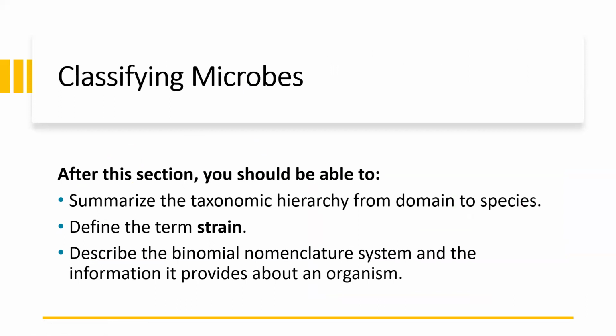And so that is the end of this section. We'll talk about some of this material more as we go on, but at this point, you should be able to summarize the taxonomic hierarchy from domain to species, define the term strain, and describe the binomial nomenclature system and the information it provides about an organism.